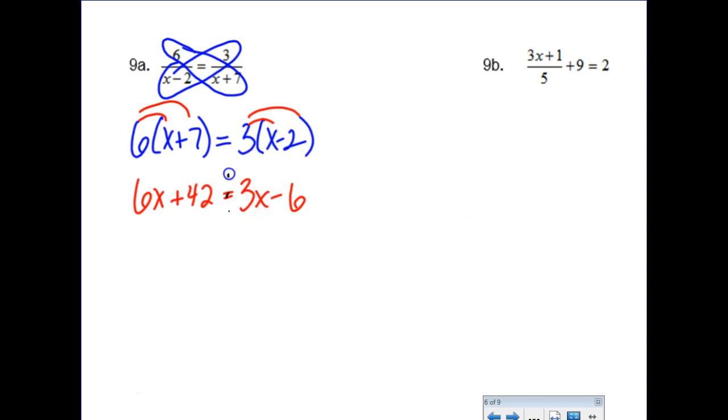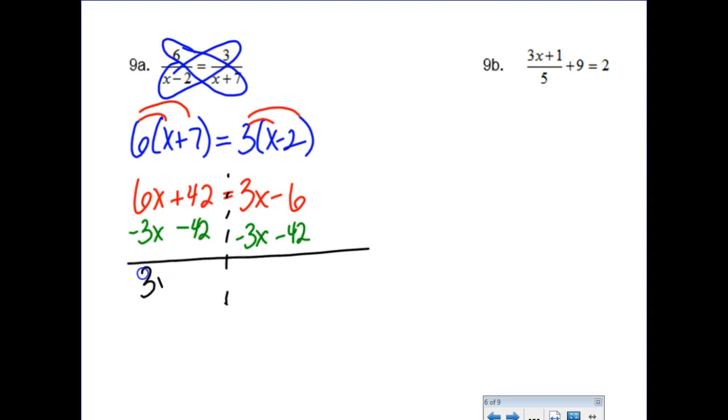All right, now we're going to solve. Bring all your x's, your variables to one side. Bring your constants to the opposite side. So most of you would subtract 3x to the left, which means your constant, negative 42, we're subtracting 42 to the right. All right, 3x equals, oh boy, negative 48. And then dividing both sides by 3. I think this comes out pretty nice, actually. I think it's x equals negative 16.